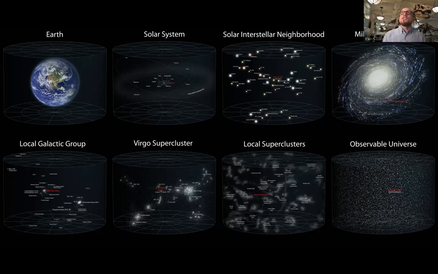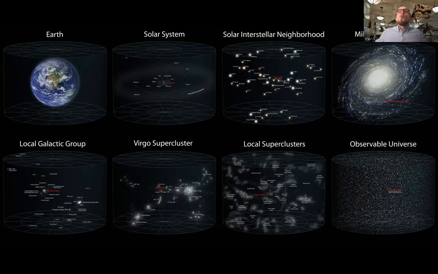And that cluster itself is part of a chain of many clusters. We call that a supercluster. And a supercluster contains millions of galaxies. We can see the supercluster we live in, called the Virgo supercluster, illustrated there.